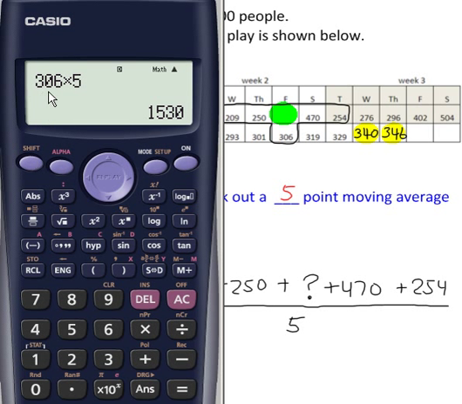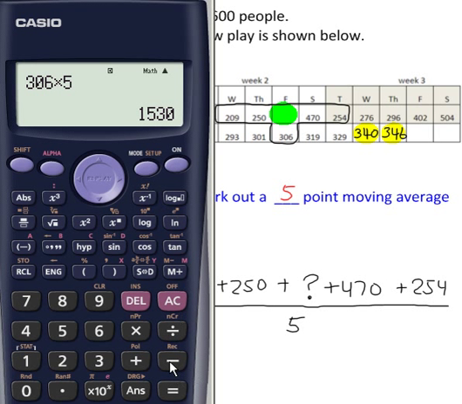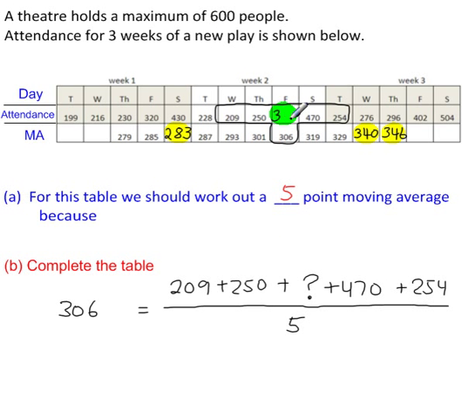So this is 306 times 5 to give you 1530. And from this, if I subtract each of these values, it will leave the missing value here. So minus 209, minus 250, minus 470, minus 254, 347. So that's what the value here would have been, 347. There we go, we have a complete table now.